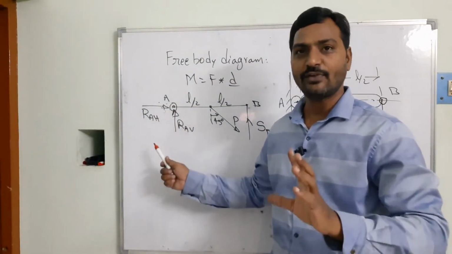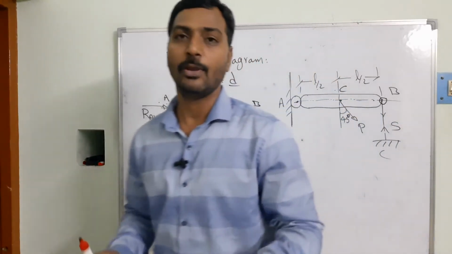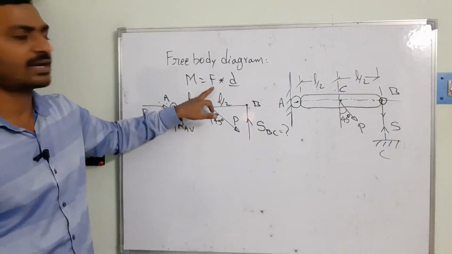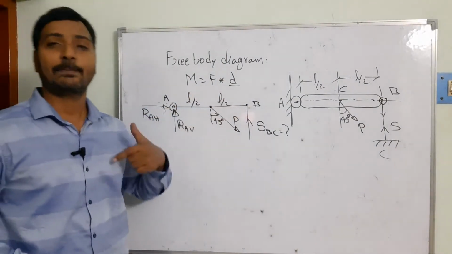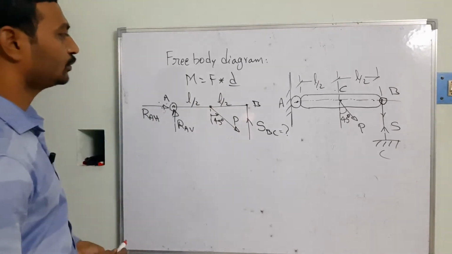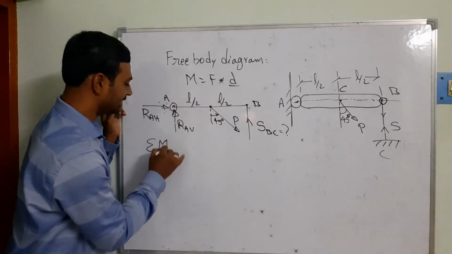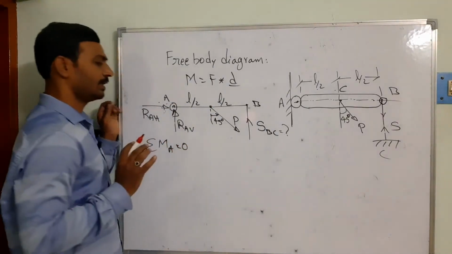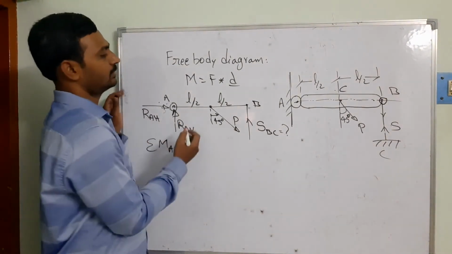If I am taking moments, whatever the forces are developing at A, their moment will become 0, because at point A the forces are available but the perpendicular distance is not, since they are passing through the same point. So one thing is clear: I am going to be taking moments at A is equal to 0.